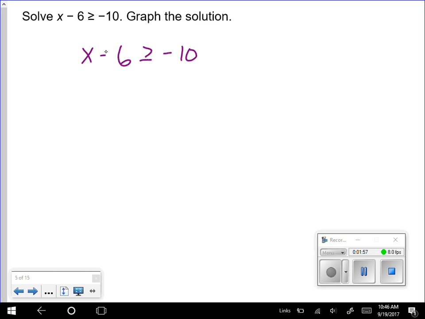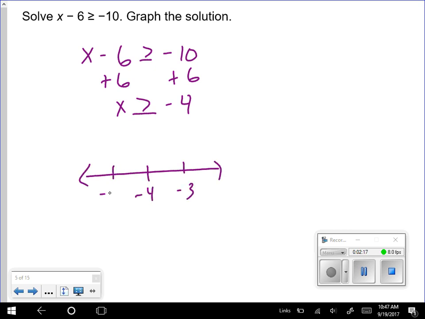So to get x by itself, I'm going to add 6 to both sides using the inverse operation. So I would have x is greater than or equal to -4. Once I'm at this point, now I can easily graph the solution. So x is in front. I have a closed circle at 4, shaded to the right. As I said, you've probably done this before, so nothing new.